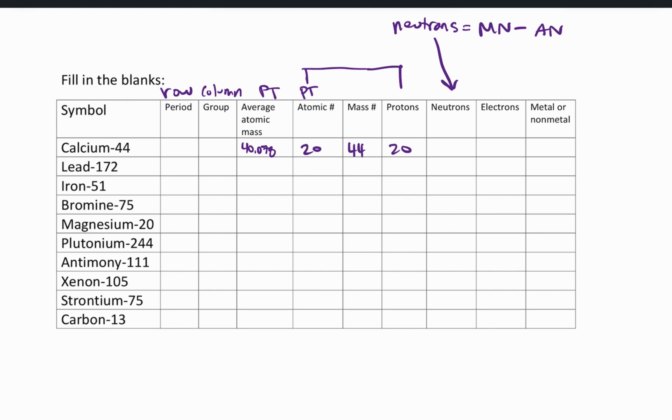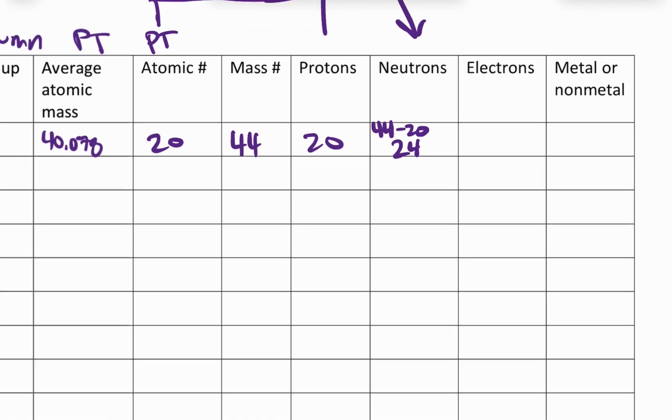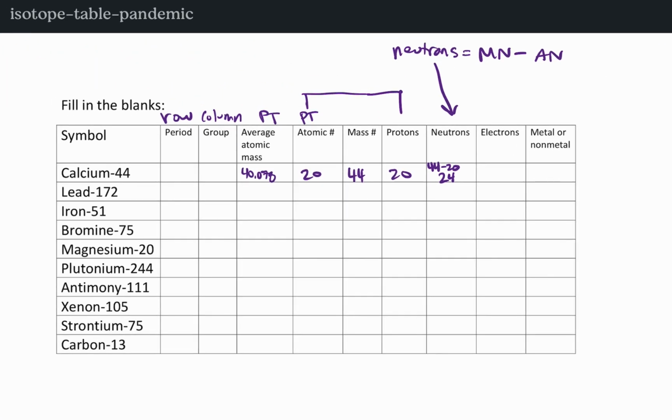So in this case, we're going to take 44 minus 20. Actually, I'm going to squeeze it in there. Check this out. They don't teach you this. 44 minus 20. And so our neutrons in this problem, of course, is 24. Can I make the equal sign? Oh my gosh, crushed it.